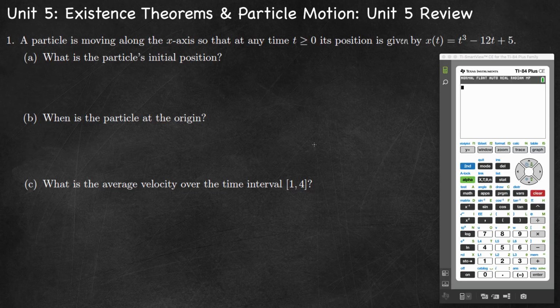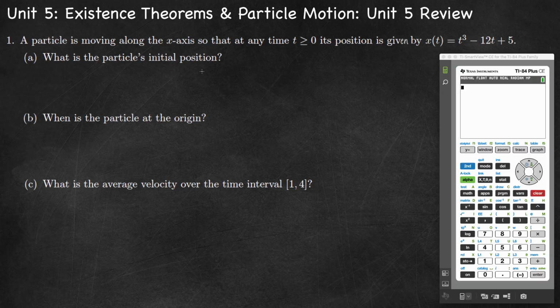Hello, in this video we'll be working through the Unit 5 review. Number 1, a particle is moving along the x-axis so that at any time t greater than or equal to 0, its position is given by x of t equals t cubed minus 12t plus 5. What is the particle's initial position?